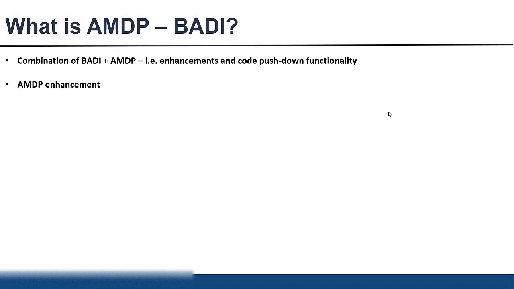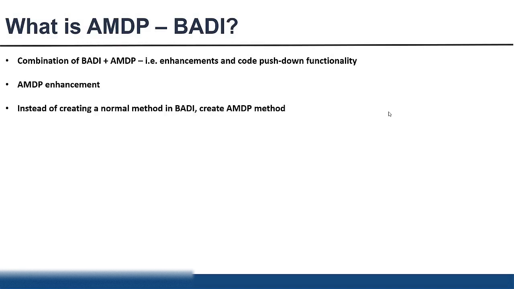What does this mean? That means when you create a BADI, a normal BADI, inside that BADI you have a normal method, and when you implement your BADI, that normal method gets implemented. In case of AMDP BADI, you will be creating a BADI, but inside that BADI you will be creating an AMDP method instead of a normal method, so that whenever you implement that BADI, your AMDP method will get implemented, and then you will have a combination of BADI plus AMDP.